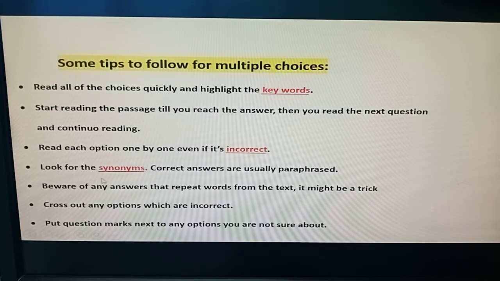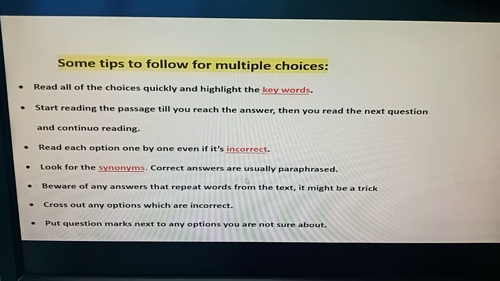Look for the synonyms. This word is found anywhere: reading, writing, speaking, listening, and so on. Using synonyms means using another word with the same meaning. Don't keep repeating the same words. So look for the synonyms. When you find, for example, a word in the questions, the answer might not be the same word, it might be a synonym. So try to look for the synonyms or other words with the same meaning.